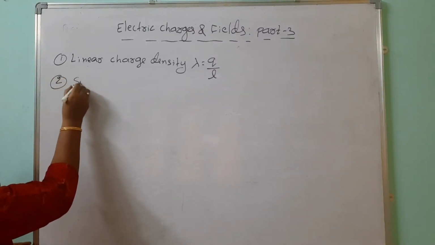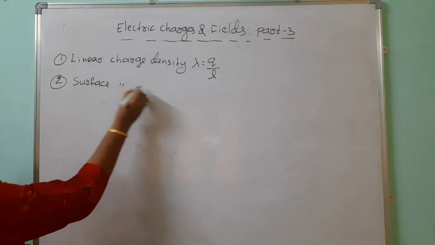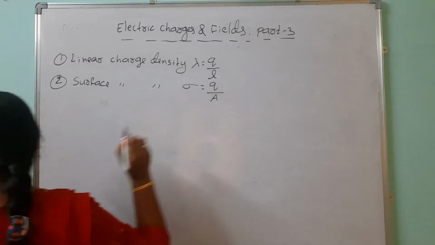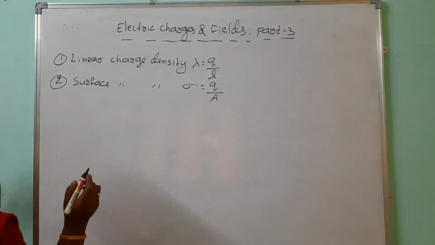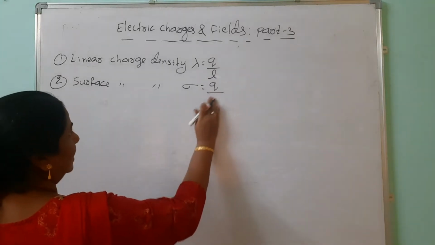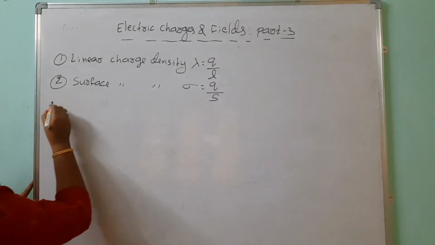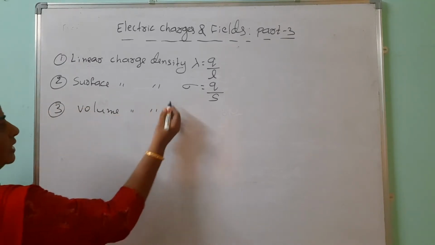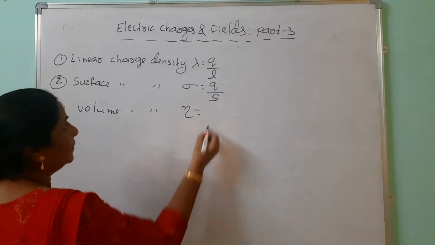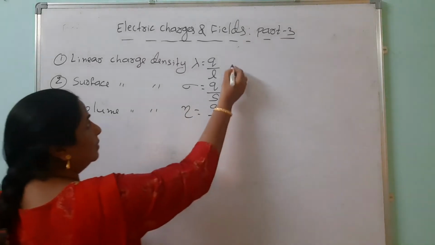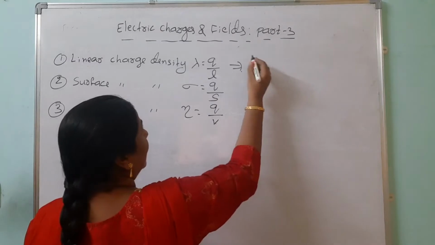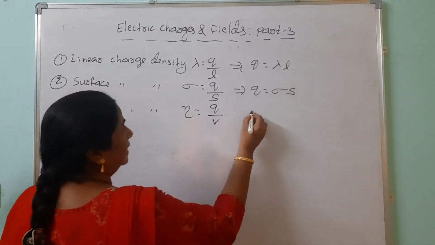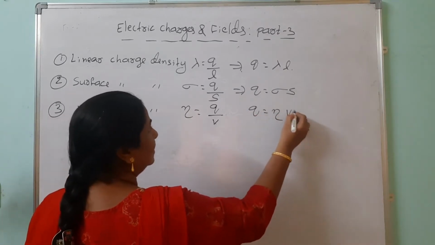Second one is the surface charge density, represented by sigma, equals charge per unit area. Here instead of area we can take S also; sometimes we take S, sometimes A. Then the third one is volume charge density, represented by eta, which is charge per unit volume. From these we can calculate the charge: Q equals lambda times L. Here charge Q equals sigma times S. Here charge Q equals eta times V.